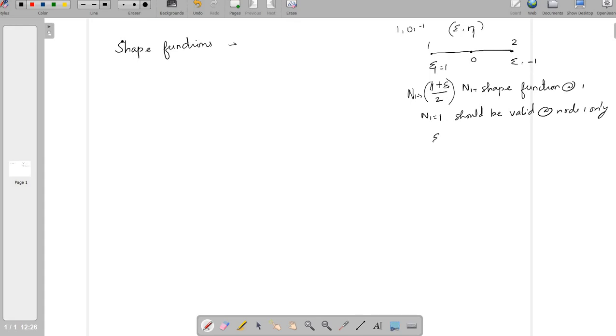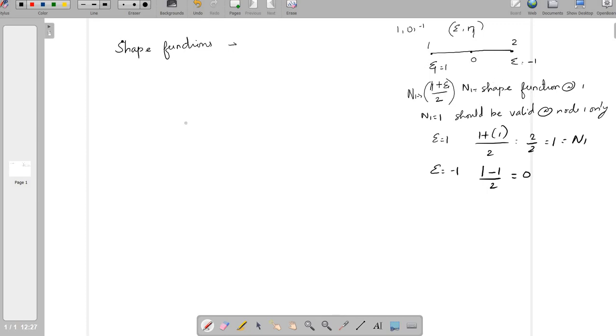So I am going to substitute epsilon equal to 1 in this shape function. So 1 plus 1 by 2, so it is 2 by 2 which is equal to 1, which is equal to n1. So we get n1 equal to 1 at node 1. At the same time I am going to substitute the second coordinate in this equation, so 1 minus 1 by 2 which is 0. So n1 is valid only at node 1. So we have to formulate the shape function in such a way that it gives n1 equal to 1 at this node.